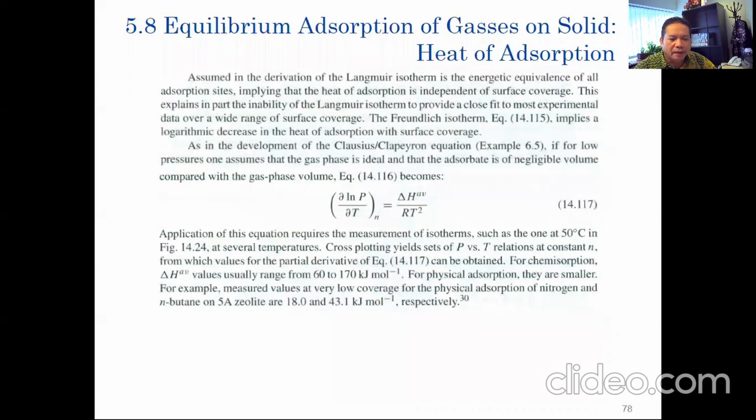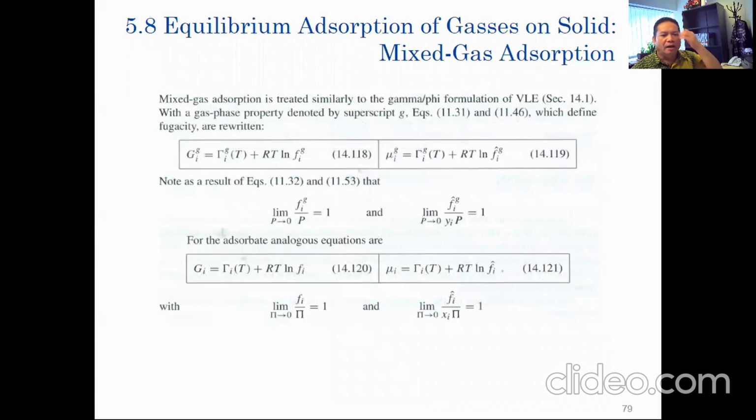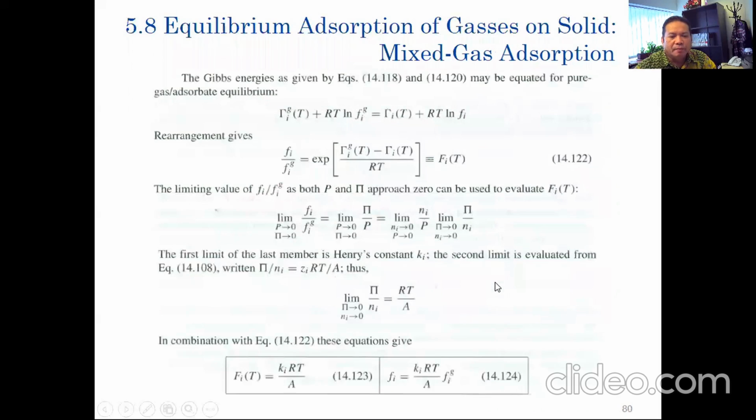This is for mixed gas adsorption. For the Gibbs energy, we can substitute the gas phase Gi here, so we can use this equation, and this is the chemical potential. For the adsorbed phase, we can use this equation. Furthermore, we can arrange this to find F1, which is the ratio of F1 over Fig. And for this, we can use this equation.